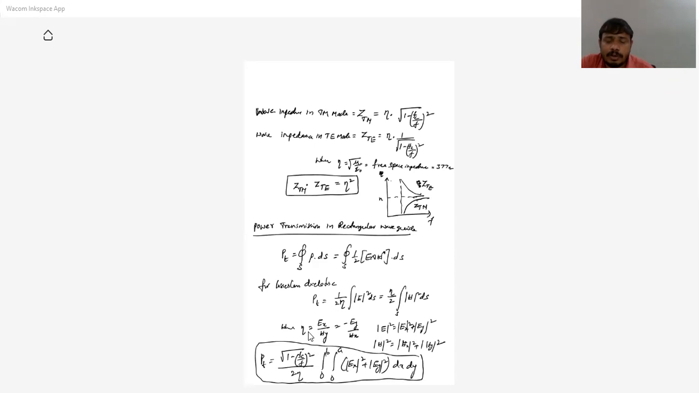Already we know eta is equal to Ex by Hy. That is the impedance. Impedance is equal to Ex by Hy, or minus Ey by Hx. Or for eta you can write Z also, no problem here. So from this you can simplify it and write root of 1 minus Fc by F whole square, integral 0 to B, 0 to A, Ex, Ey, dx into dy. This is the power in the rectangular waveguide.